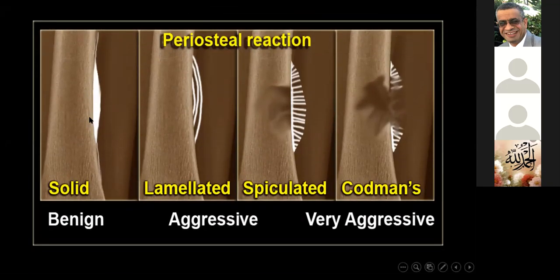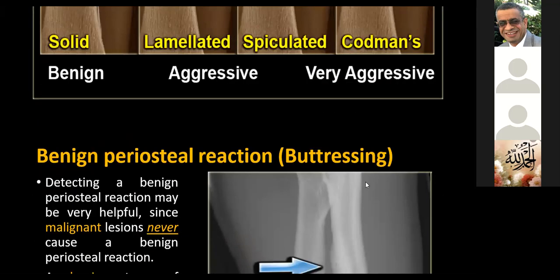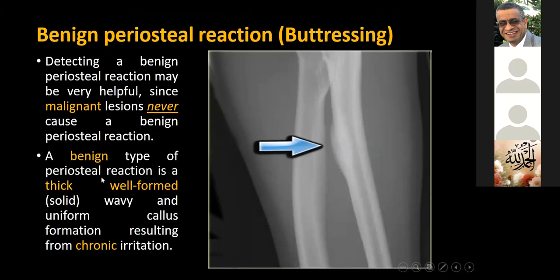The benign type here will be solid, wavy, uniform callus formation, as seen in osteoma. And this is a lamellated type, multi-layer. There is a periodic growth here in case of Ewing sarcoma, and there is a spiculated type, which appears as a sunburst or hair on end appearance. These two types represent aggressive forms of aggressive lesions. And there is a Codman triangle, which is a very aggressive form. The benign type will be, as we said, thick, well-formed, solid, wavy, uniform callus formation because of chronic irritation, as in this case of osteoid osteoma.